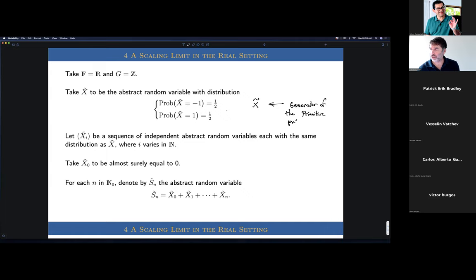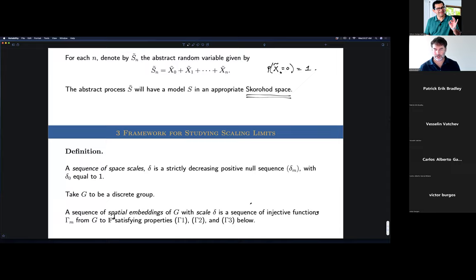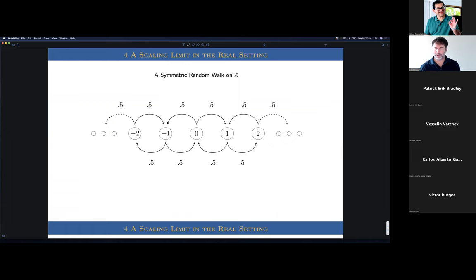Okay, and so X_i tilde is a sequence of iid random variables with the same distribution as X tilde. We take X_0 tilde to be almost surely equal to zero. Again, remember these are the tildes, so these are the abstractly defined random variables, defined by their distribution. And then we can get this abstract random variable, S tilde n. So it fits in the framework that we have, right? We are trying to follow this as a common framework. And yes, it's exactly what we expect. This is what it looks like. Jump 50-50, equal likelihood, and you just move along a grid this way.